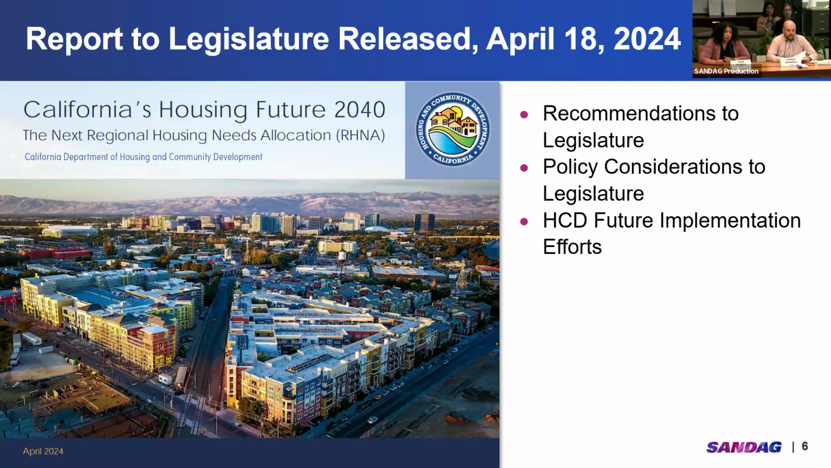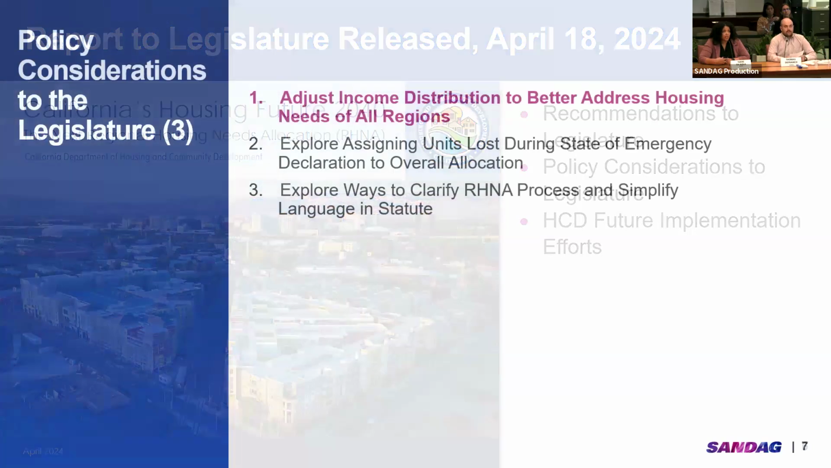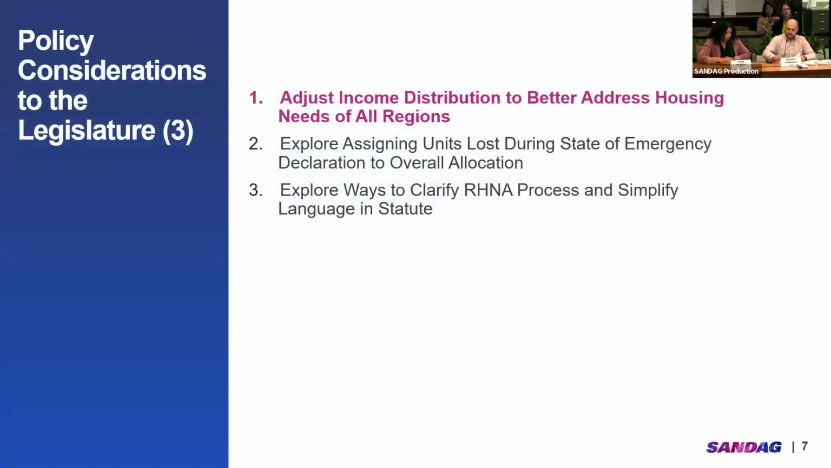But it's first starting off with recommendations that they're giving to the legislator to consider. Then it is policy considerations to the legislator, for future considerations. And then there's implementation efforts that HCD already has authority and to be able to actually change in terms of the RHNA process. So Thomas is going to walk you through a couple of slides here that highlights those.